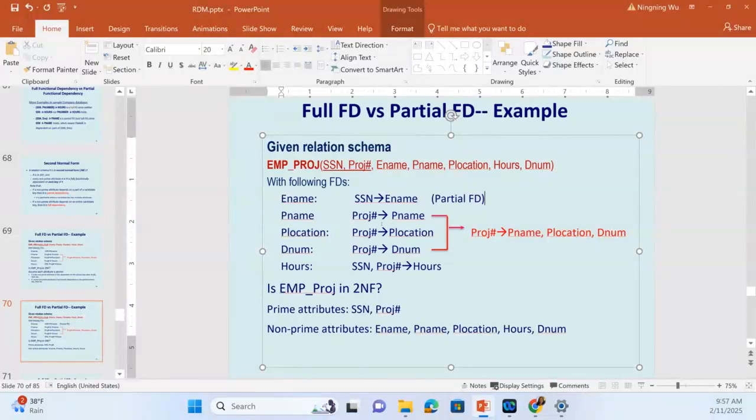So you can refer to either these three functional dependencies, or you can just refer to this one. So this one and these three are the same. This one indicates dnum, plocation, and pname as non-prime attributes. They are only dependent on the project number, which is not the whole key, but the partial key. By partial key, it means that project number is part of the key, but not the whole key. So those three are also partial.